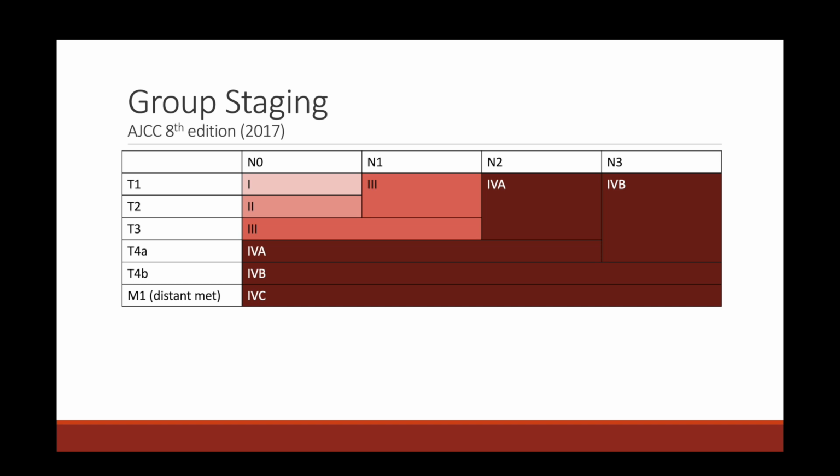So I think that this T staging and the group staging actually matches up pretty well. If you're T1, you're stage 1. If you're T2N0, you're stage 2. If you're T3, you're stage 3. If you're T4, you're stage 4. If you are N1, you're stage 3. If you're N2 or N3, you're stage 4.